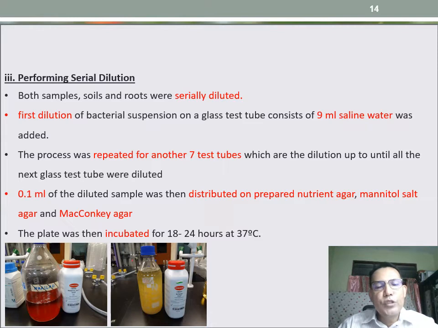Here is the method for serial dilution. Both samples, soil and roots, were serially diluted. First, for dilution of the bacteria suspension, a glass test tube with 9 ml of saline water was prepared. The process was repeated for another 7 test tubes, until all the glass test tubes were diluted.